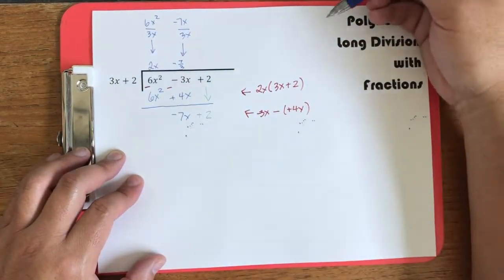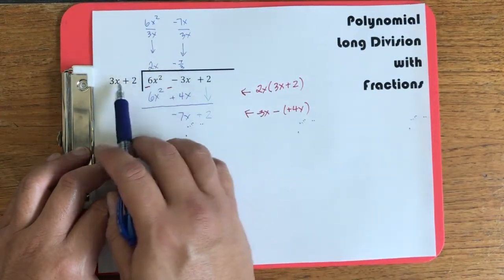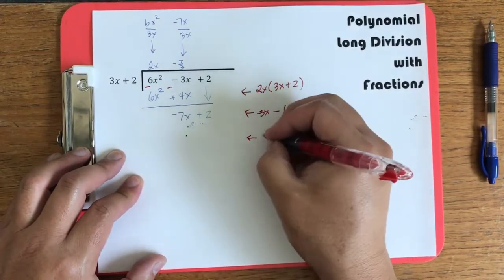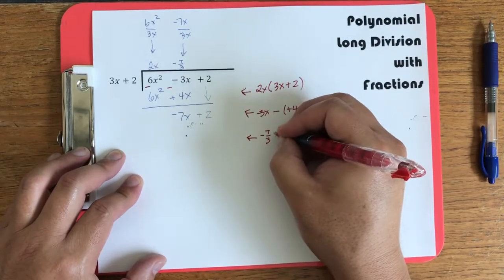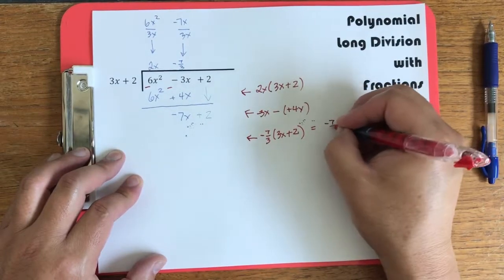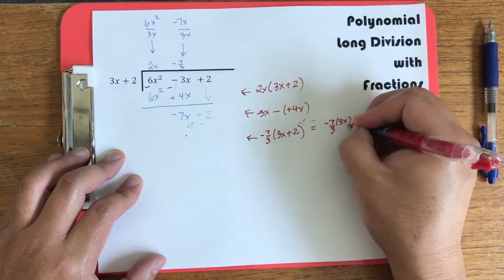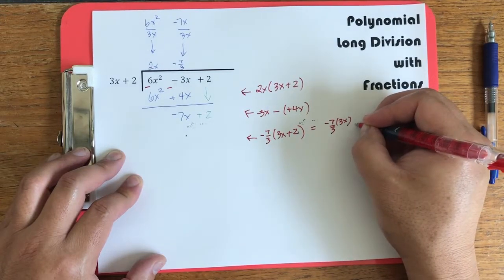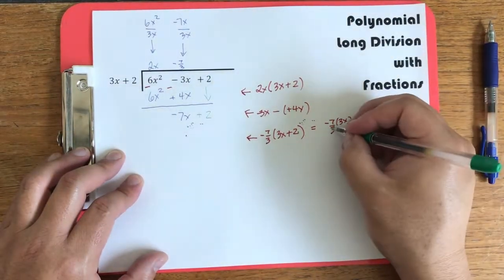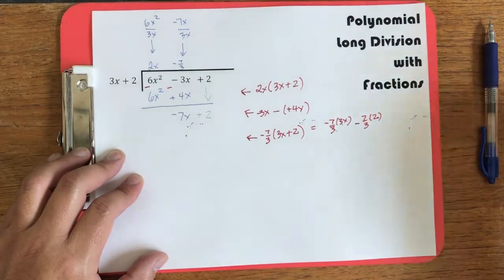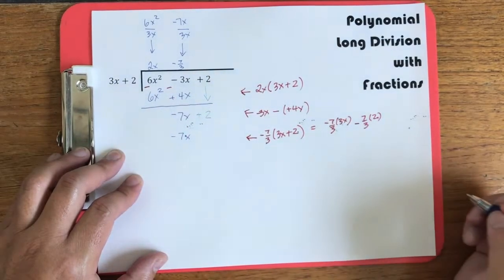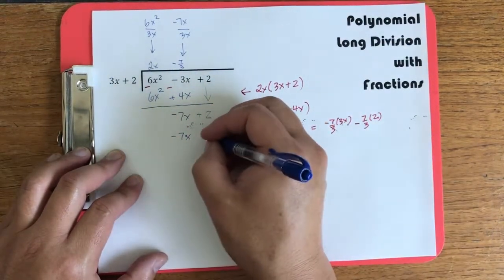And then we're going to do the same thing that we did in the first round. We're going to say this times this goes here. So what goes here is minus 7 over 3 times 3x plus 2. Now let's distribute it. Minus 7 over 3 times 3x, minus 7 over 3 times 2. And this will cross out. And what we'll get on this line is minus 7x. And over here will be minus 14 over 3.